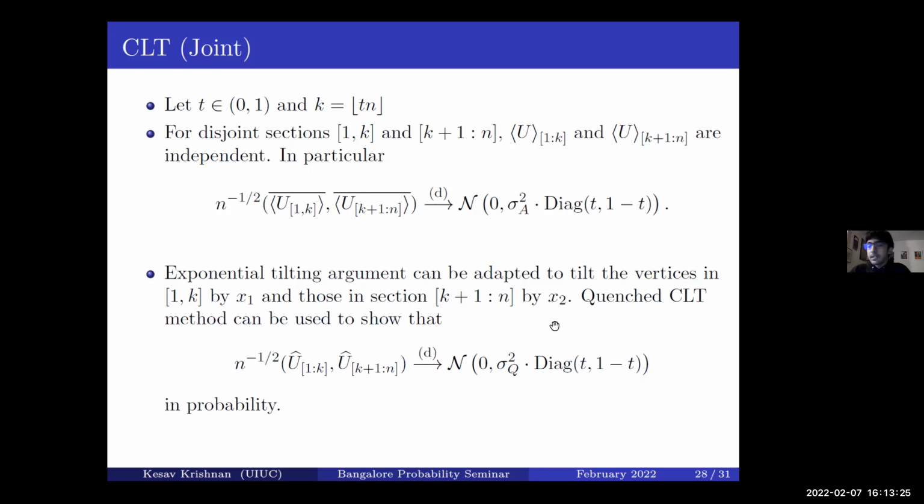And the Quench-CLT method, the same method, is applied now to the log partition function as a function of those two variables, and you just use the multivariable Taylor expansion. So you get the convergence to a joint Gaussian for those disjoint sections as well, where the variance now is sigma q squared. And importantly, the quenched and the annealed fluctuations are independent in the limit.